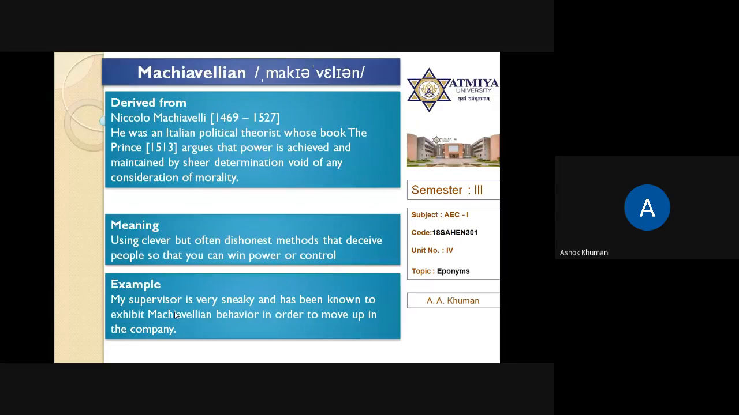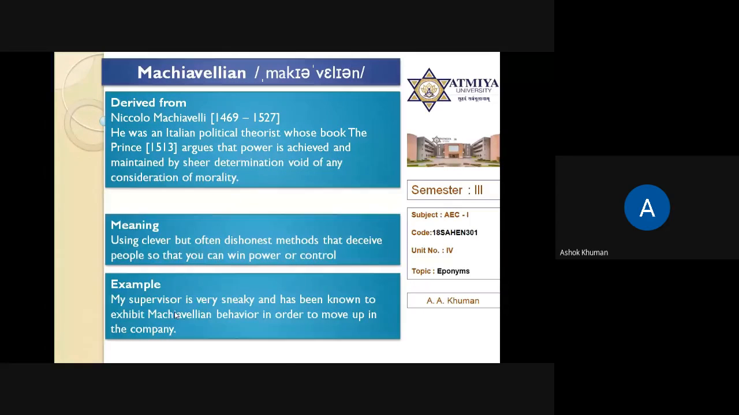Machiavellian also has a negative tone. Niccolo Machiavelli had written one book. Title was The Prince. In that book, he made one argument. And what was that argument? That if you want to achieve power or maintain power, it is only possible if you deceive people. That means without deceiving people, you cannot maintain power.